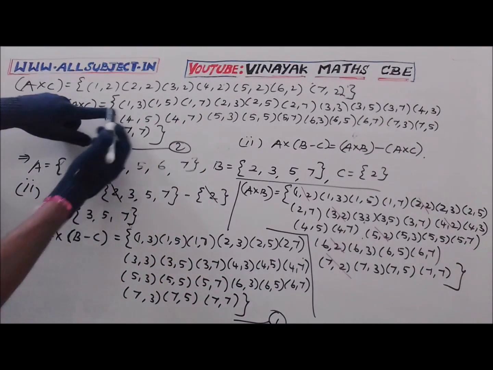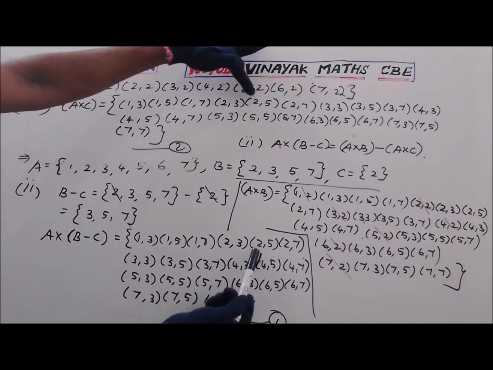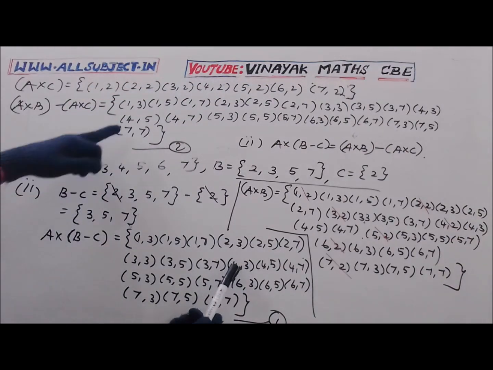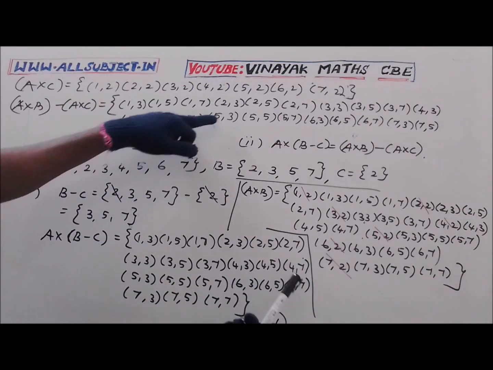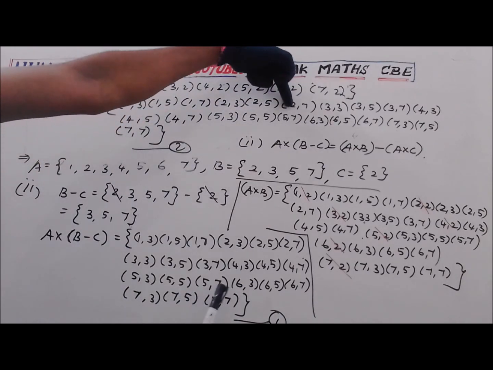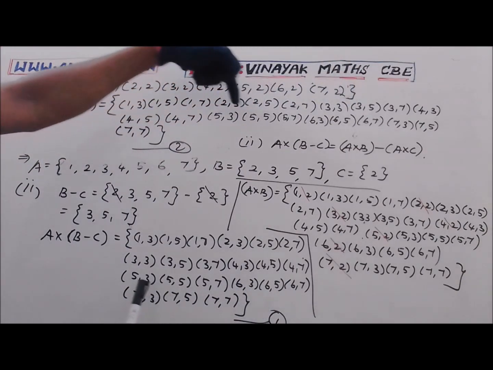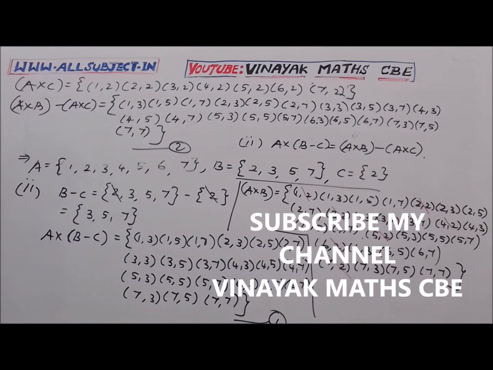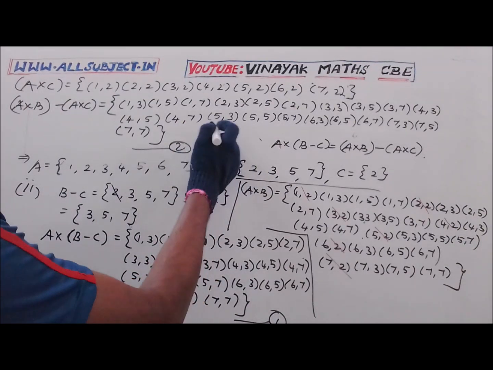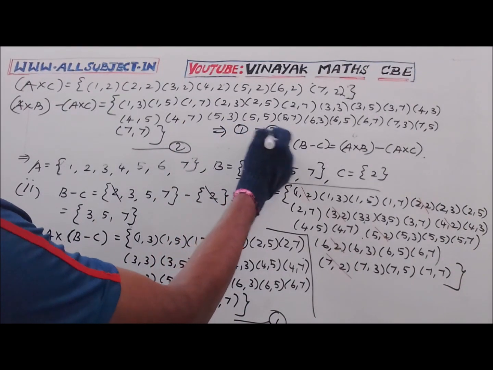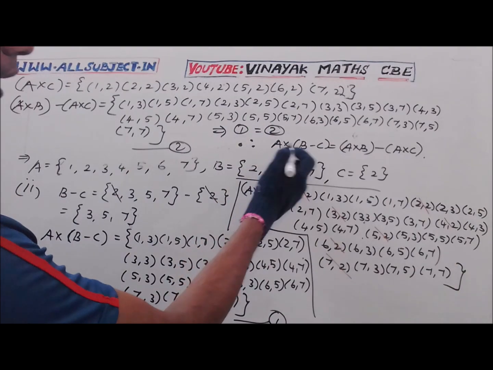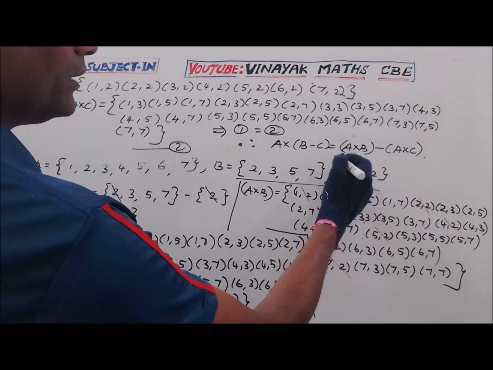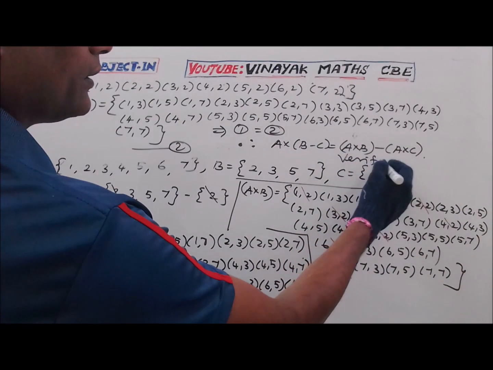So comparing these two: 1, 3, 1, 5, 1, 7, 2, 3, 2, 5, 2, 7, 3, 3, 3, 5, 3, 7, 4, 3, 4, 5, 4, 7, 5, 3, 5, 5, 5, 7, 6, 3, 6, 5, 6, 7, 7, 3, 7, 5, 7, 7. So these two are equal, which implies 1 equals 2. Therefore, A cross B minus C is equal to A cross B minus A cross C. It is verified.